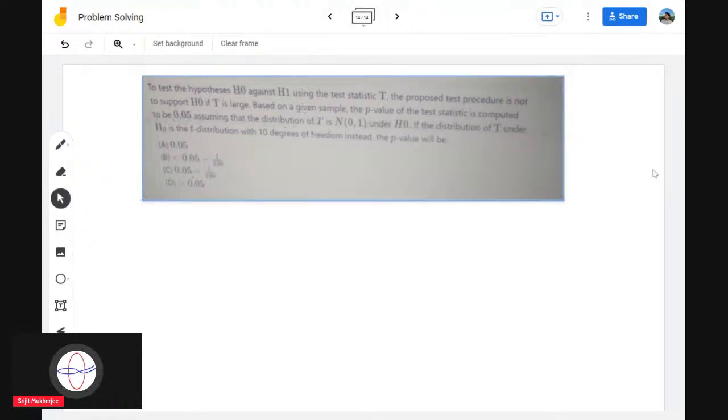The hypothesis is H0 versus H1, with test statistic T. The proposed response is to not support it when T is large. Based on a given sample, the p-value is computed to be 0.2025, assuming the distribution of T to be normal.